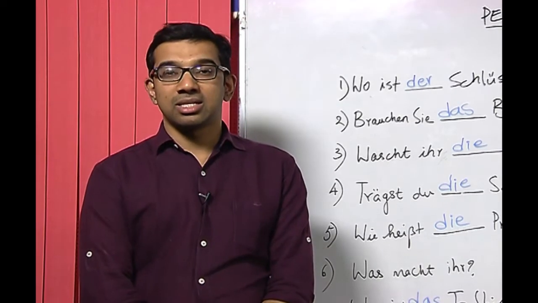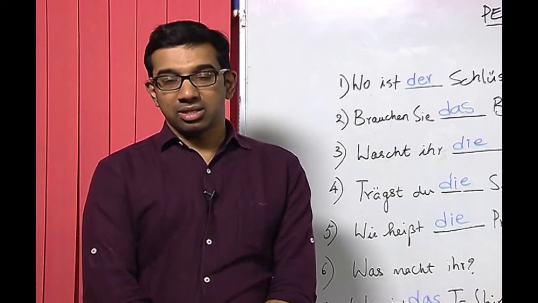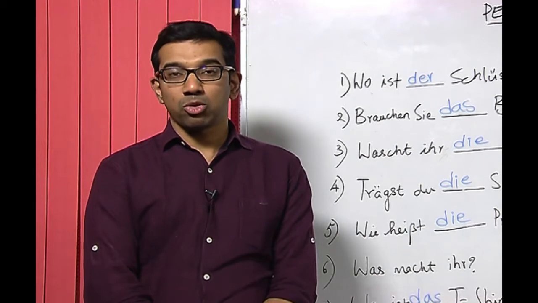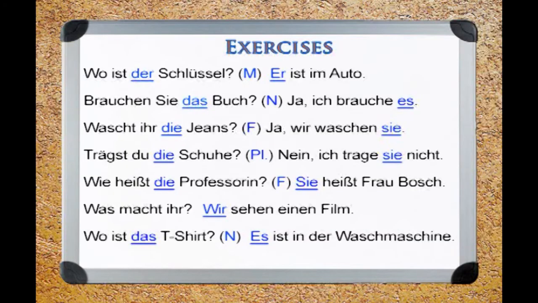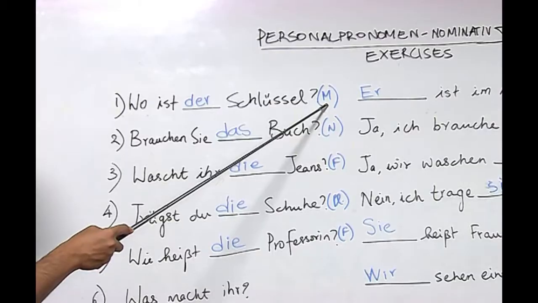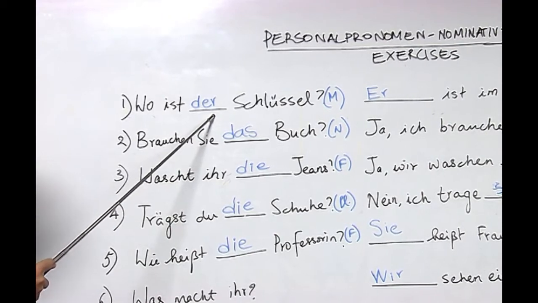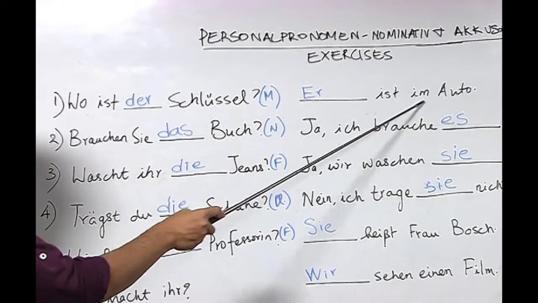Now, let us look at the answers given by the student. In this exercise, the student had to write the correct article either in the nominative or in the accusative, in singular or in plural form, and also write the corresponding pronoun in nominative or in accusative, in singular or in plural form. Let us see the answers. Wo ist der Schlüssel? You might not be familiar with this word. Schlüssel means key. So, the student correctly identified with letter M that this noun carries the article der. So, the student wrote the correct article, wo ist der Schlüssel, and also wrote the correct pronoun for this noun, which is Er ist im Auto.